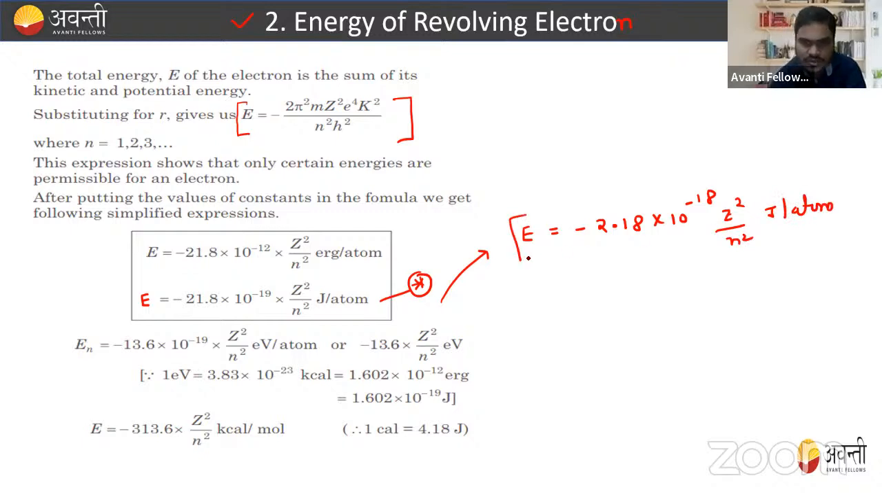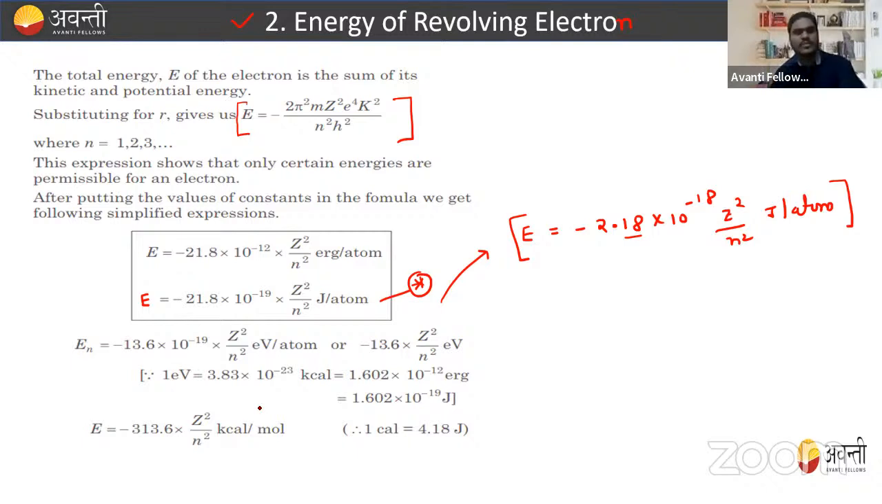I hope this is clear to you. Why have I remembered it like this? Because look, here 0.18 is there and in the power also 0.18 is there. So just for the similarity, after the decimal 18 is there, and in the power also 18 is there. So you can remember this as well, and this is very easy to understand. Minus 2.18 into 10 raised to the power minus 18 as well, so this you can also write. So these two formulas are in the form of joule per atom.